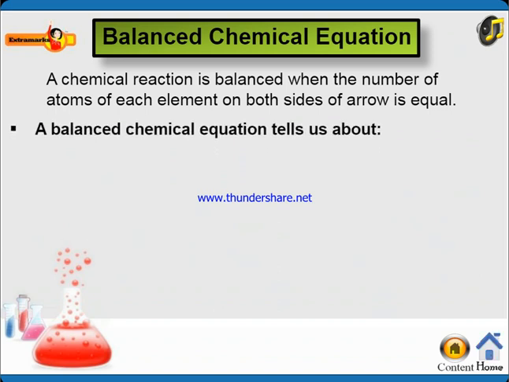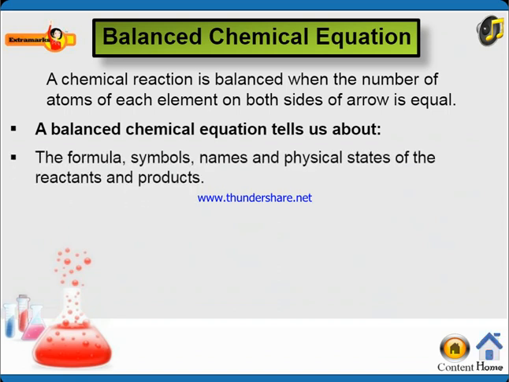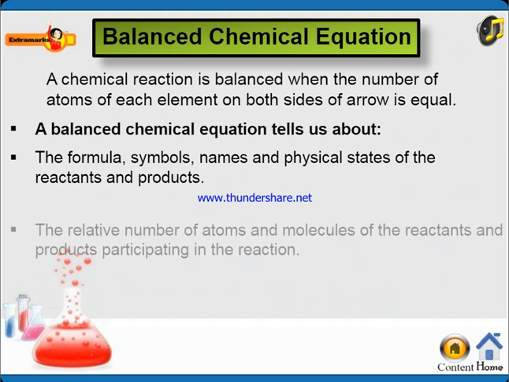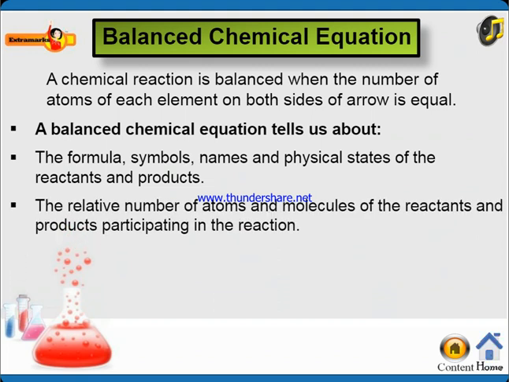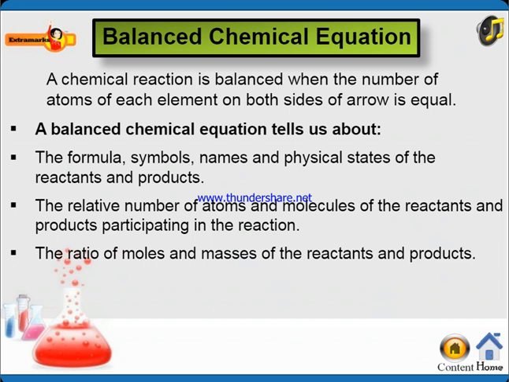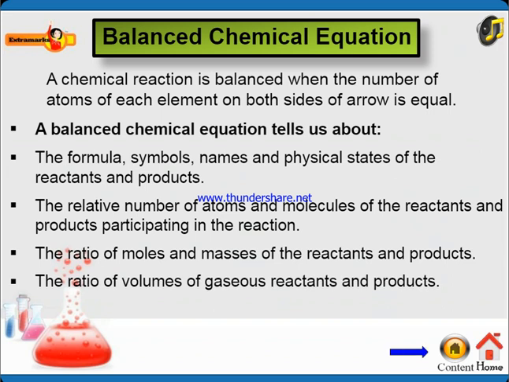A balanced chemical equation tells us about the formula, symbols, names, and physical states of the reactants and products, the relative number of atoms and molecules of the reactants and products participating in the reaction, the ratio of the moles and masses of the reactants and products, and the ratio of the volumes of the gaseous reactants and products.